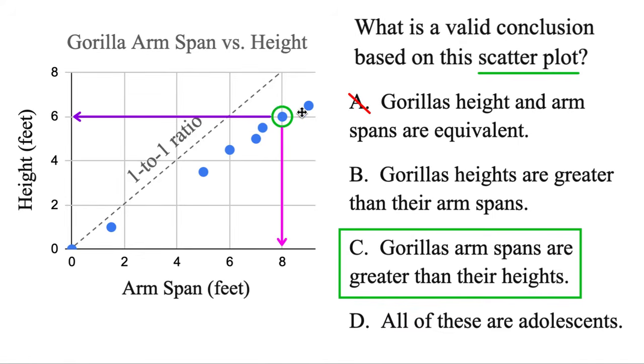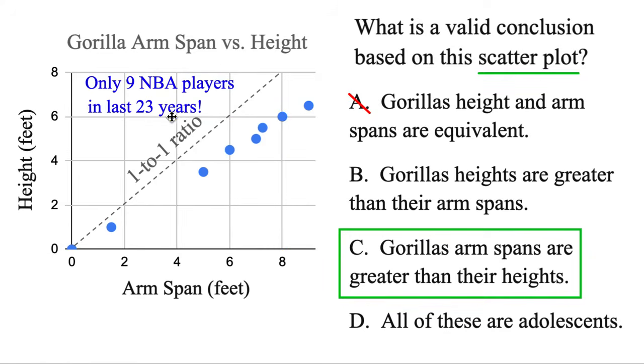And this is based on real data here, but most human beings would lie pretty much right on that line right there. However, only 9 NBA players in the last 23 years have negative wingspans. In other words, would be up in this area. And that's where your height is bigger than your arm span. And JJ Redick is one of those 9, just to throw him under the bus there.